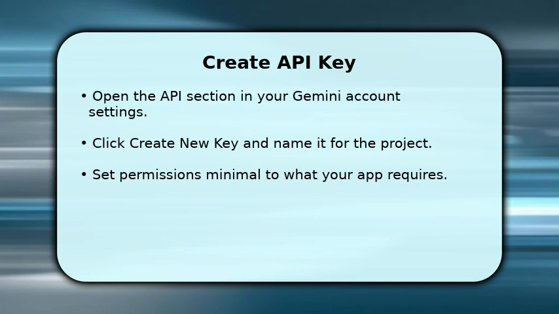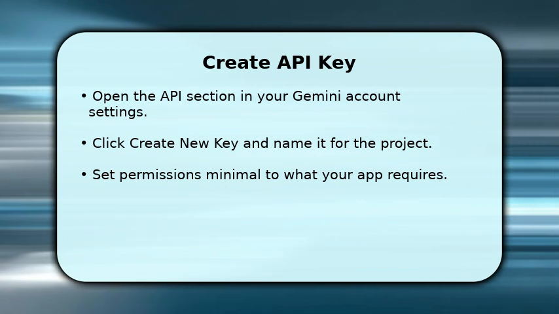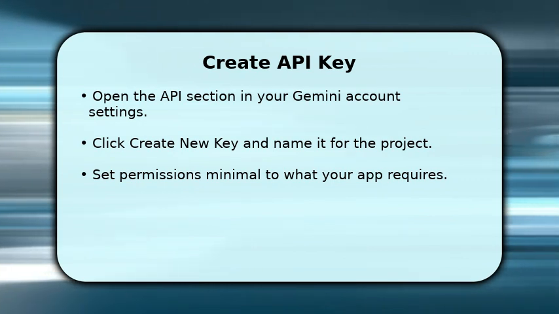Start by navigating to Account Settings and locating the API Keys page, then choose Create New Key and give it a clear name for your project. Carefully set the permissions to only what the app needs, such as read or trade, avoiding extra rights.